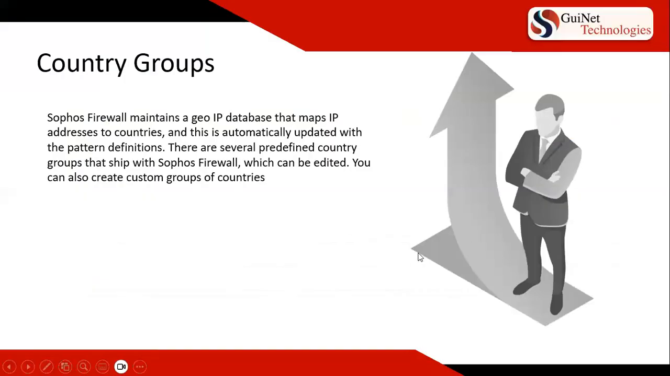So Sophos Firewall maintains a geo IP database that maps IP addresses to the countries. This is automatically updated with the pattern definition. So we'll see the pattern updates on the firewall. जो firewall पे pattern डेफिनेशन है ऑटोमेटिक अपडेट होता है, जो हमारी आईपीएस की सिग्नेचर्स होती है, फिर जितनी भी एप्लीकेशन सिग्नेचर्स होती है, ऑलराइट, जितना भी डेटाबेस होगा वो ऑटोमेटिक अपडेट होता है.